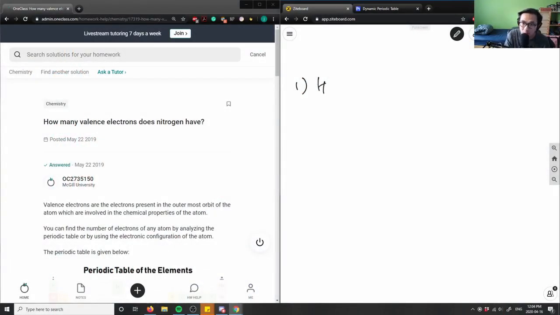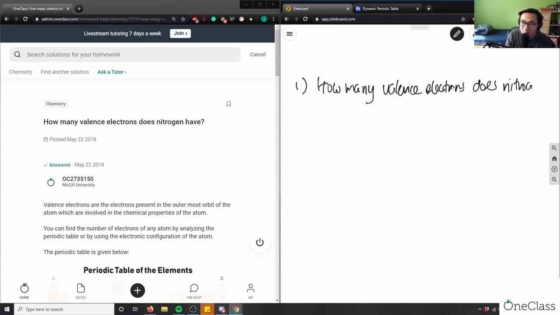So it says, how many valence electrons does nitrogen have? Take a moment to think about this question, particularly in this topic of what is a valence electron. In order for us to answer this question, we have to think about what a valence electron is and how that differs from an electron.